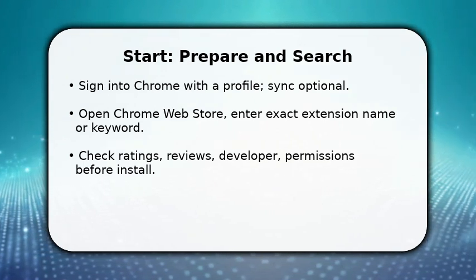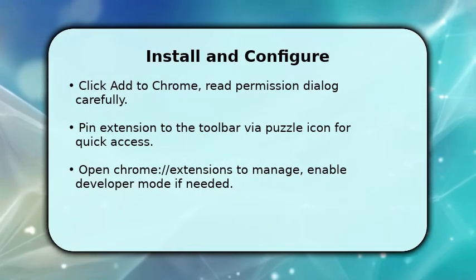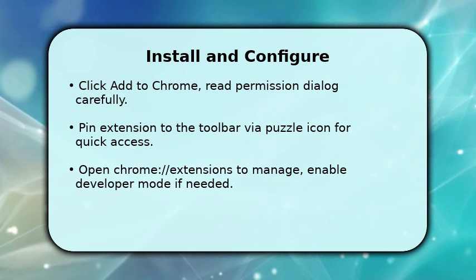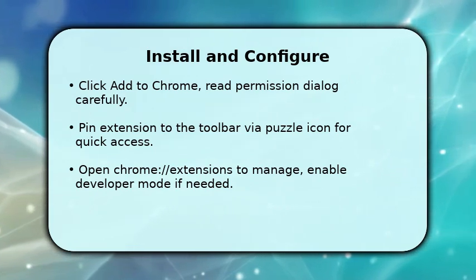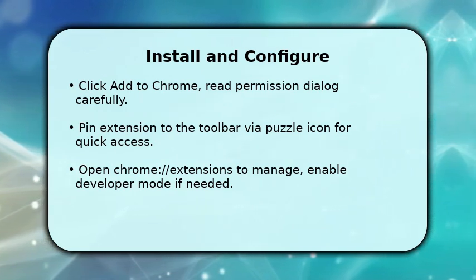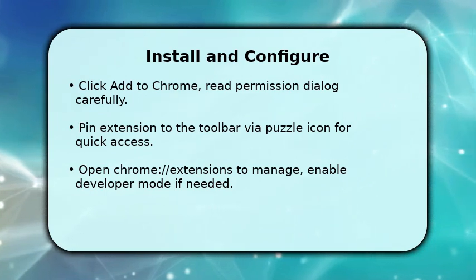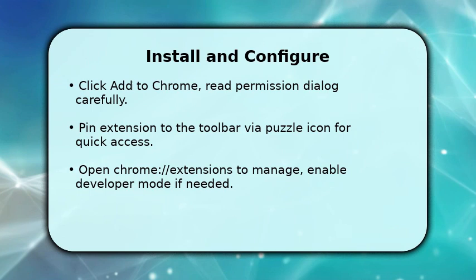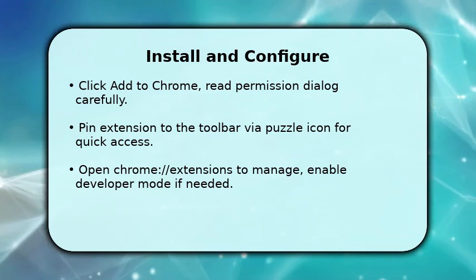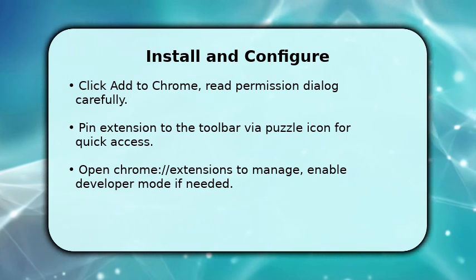Click Add to Chrome and read the permission dialog. This is why you reviewed permissions earlier. If prompted, confirm any optional settings the extension requests. After install, click the puzzle icon and pin the extension to the toolbar so you can access it quickly. For deeper control, open chrome://extensions to manage site access, background behavior, and to enable developer mode if you need to load unpacked extensions.